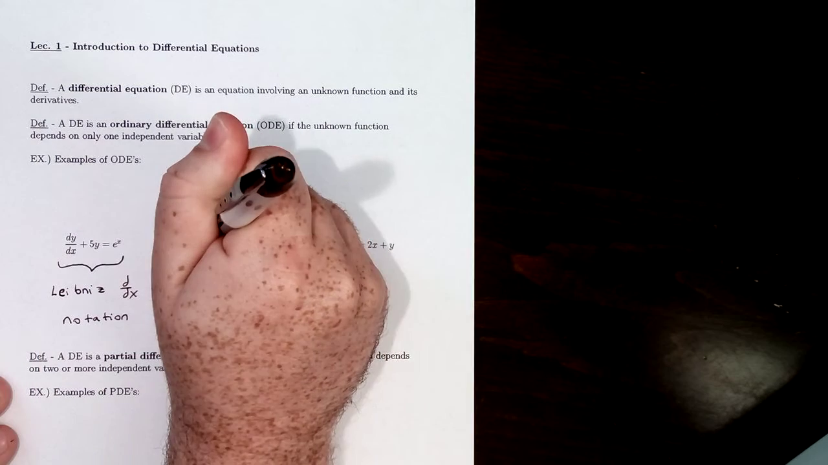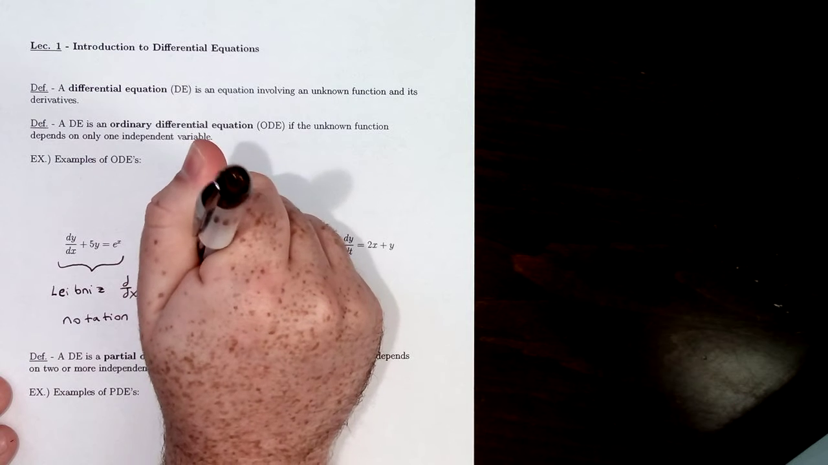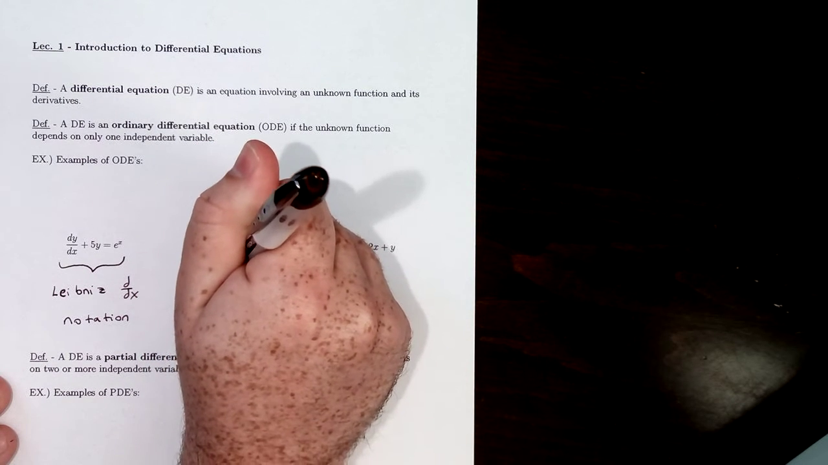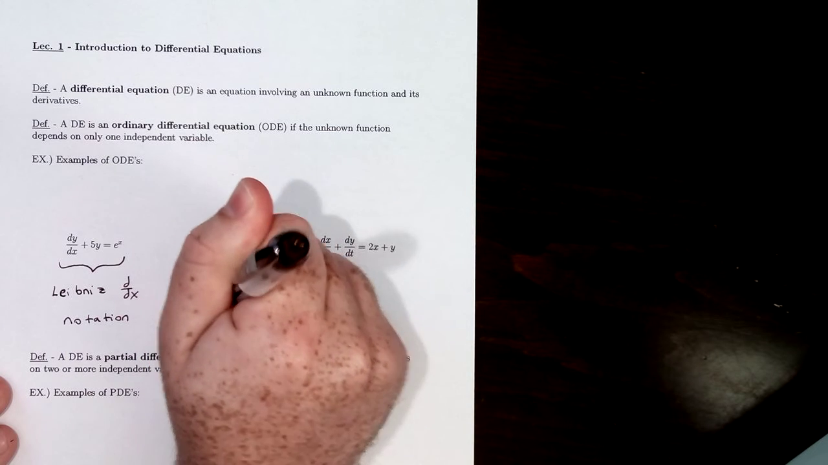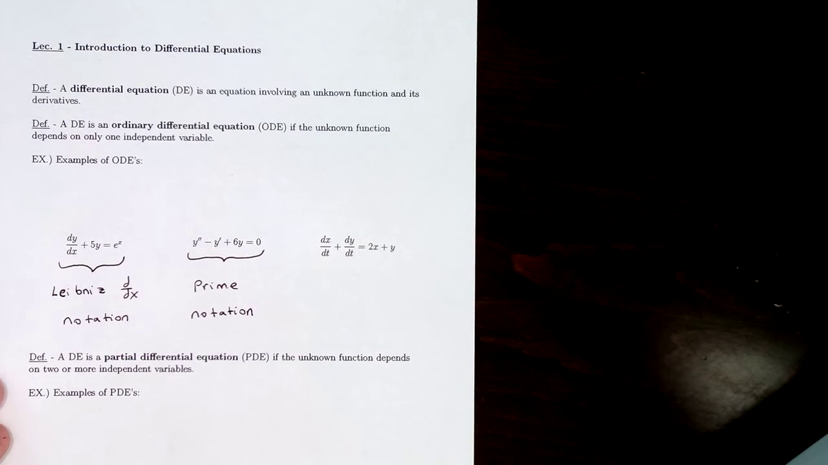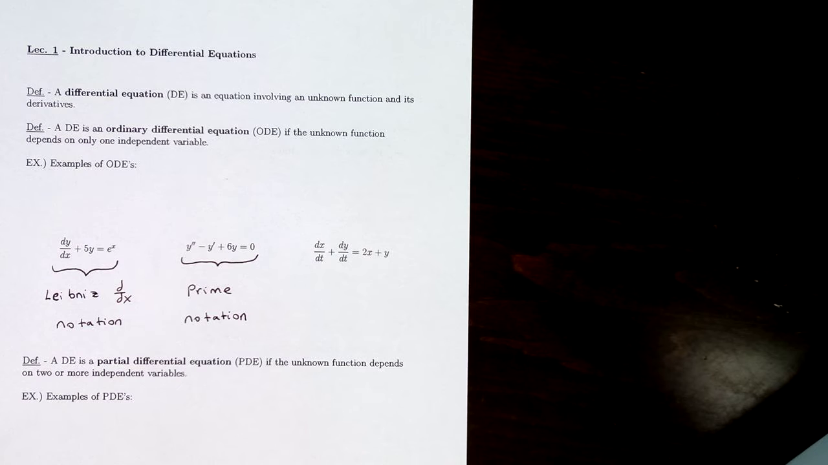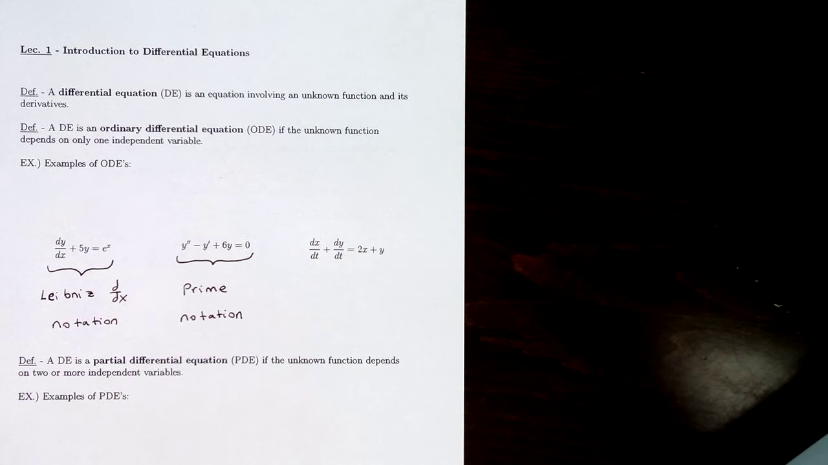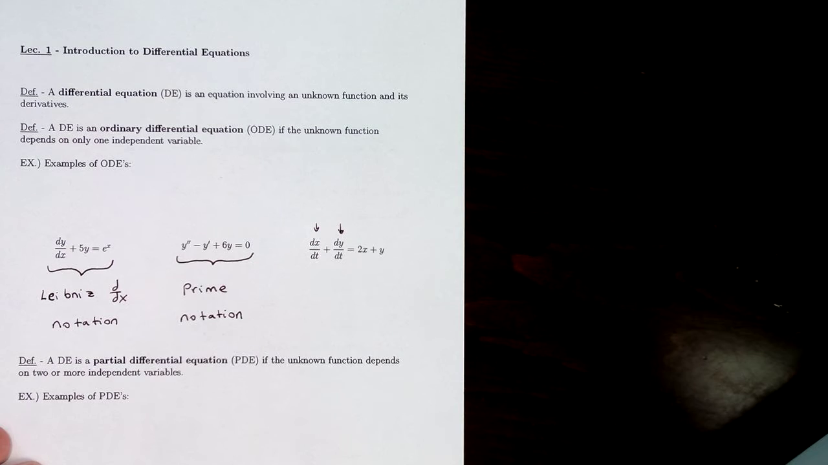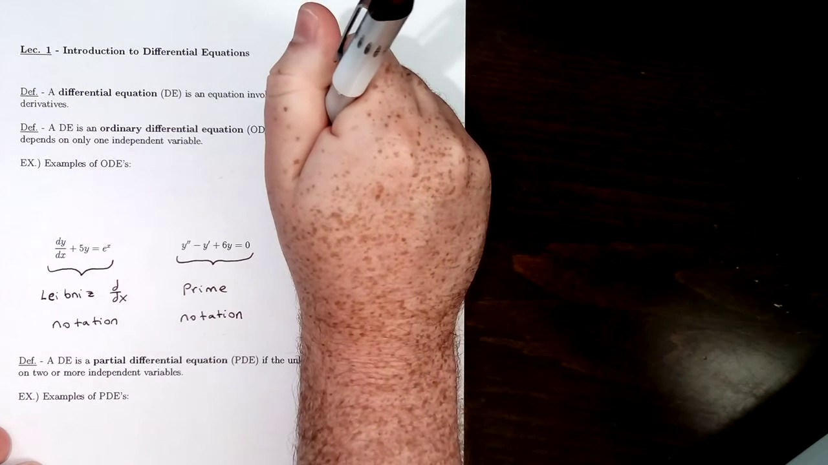Differential equations can also be written in, I'll call it prime notation here. It comes from a mathematician, Lagrange, so it's actually Lagrange prime notation. There's a third differential equation here, which is dx/dt plus dy/dt equals 2x plus y. So the big moral of this differential equation is that an ODE can have more than one dependent variable.